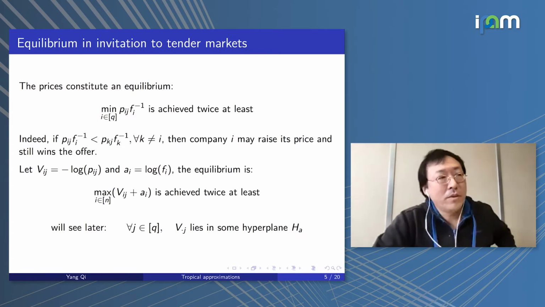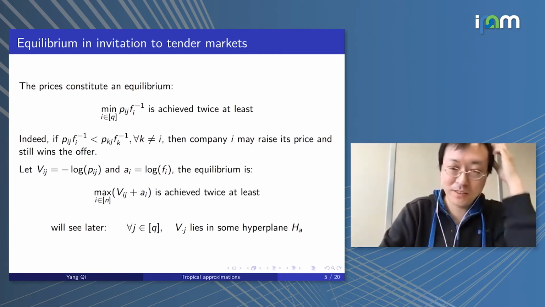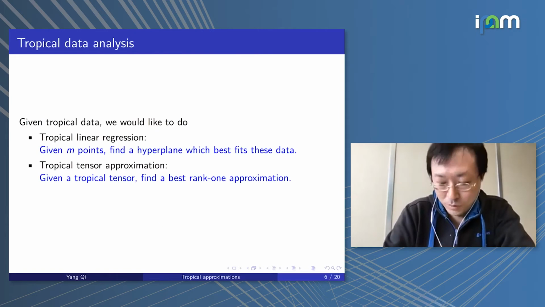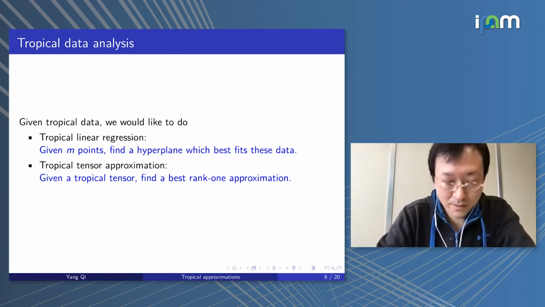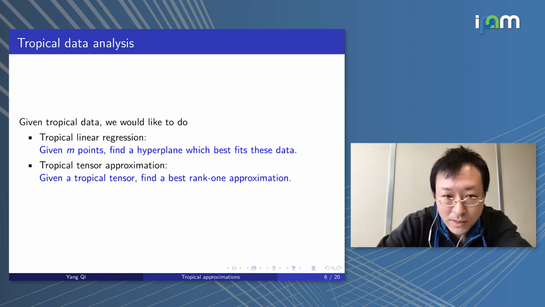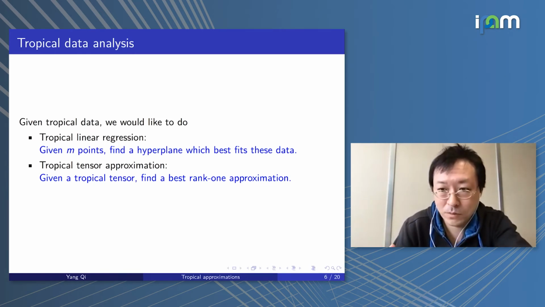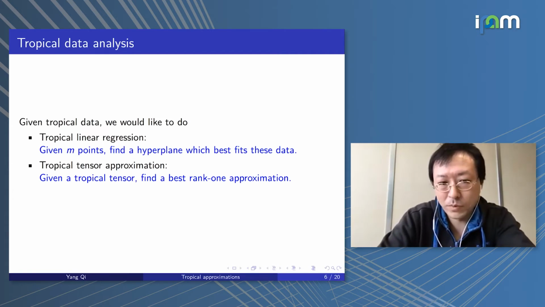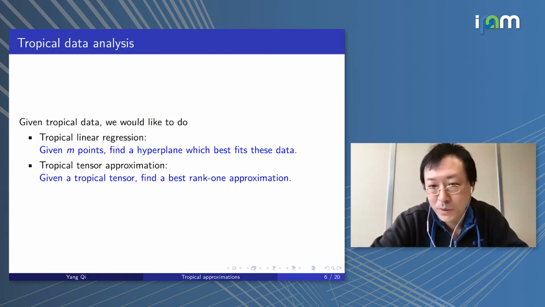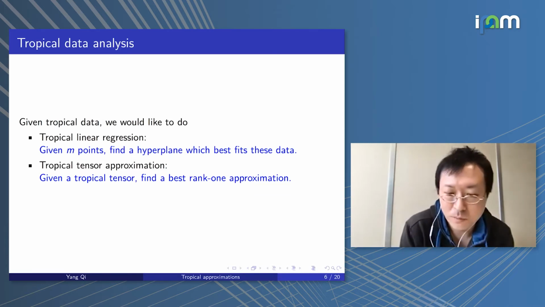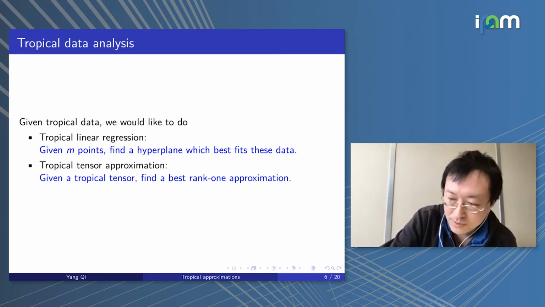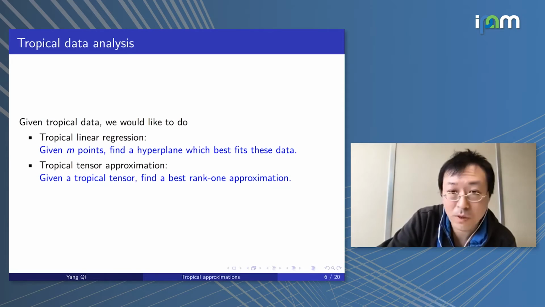Okay, so hopefully we are convinced that tropical tensors arise very naturally in our daily life. And in fact, given a tropical tensor, we would like to do some data analysis for it. In this talk, we will just treat the two simplest examples. The first one is tropical linear regression. Namely, we are given some training data, and we want to find a hyperplane which best fits this training data. And the second is, for a given tropical matrix, we want to find a best rank 1 approximation.